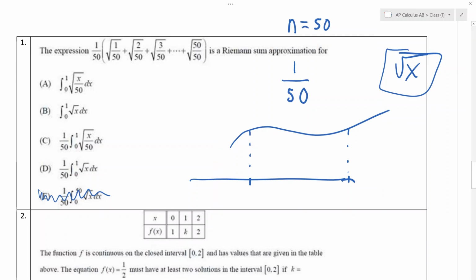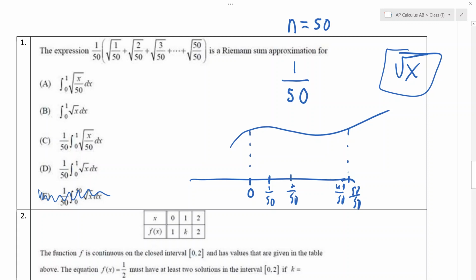So I know this doesn't look like 0. Let's get rid of it. If this is 0, what will my first x value be right here? 1/50th. What will my next one be? 2/50ths. All the way up to 49/50ths and 50/50ths. That's what they're doing to me, right? They're chopping that interval up.